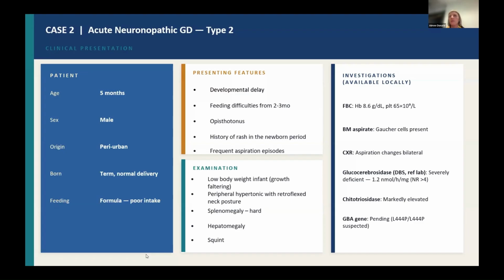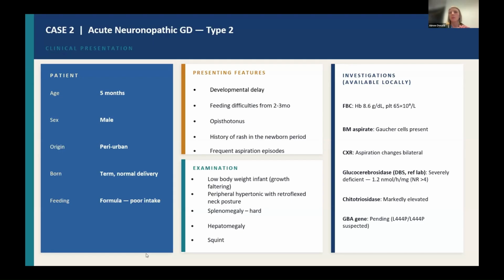And the referral is for a child that's got developmental delays, beginning to evolve to see that developmental delay. We often don't see, it's not very clear in those first few months of life, but we've had feeding difficulties from the 2nd or 3rd month. And they've got this unusual posturing shape with retroflexion of the neck. There was a rash in the newborn period, a kind of petechial rash, an unusual rash. And there's a history of sort of choking aspiration episodes as well.